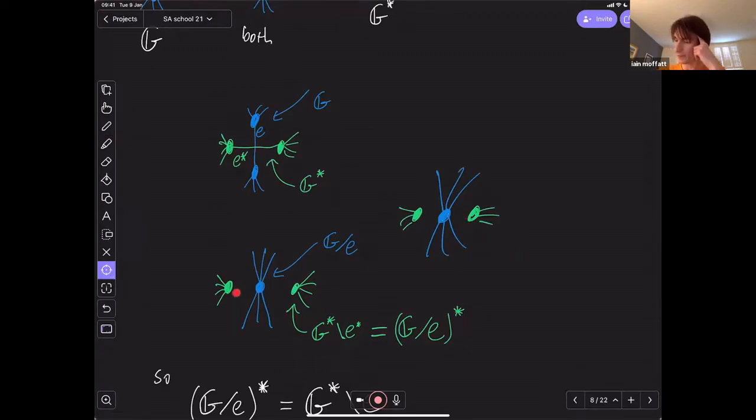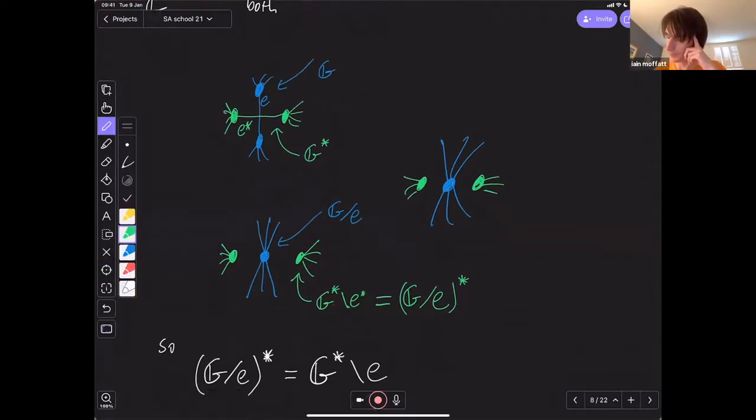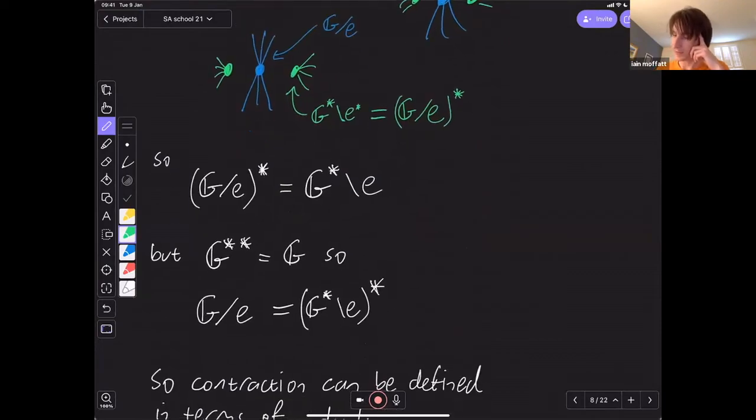So this is telling me that my G dual minus e, which looks like this, is also equal to what happens if I take G, contract e, then take the dual, so doing this construction here. So what I've done is I've used duality to relate deletion and contraction. So this gives me a really nice identity that looks like this. But I also know that if I take the dual and do it again, I've done nothing. So I'm back where I started.